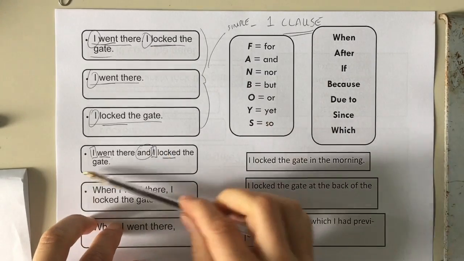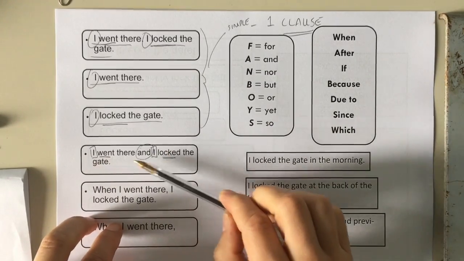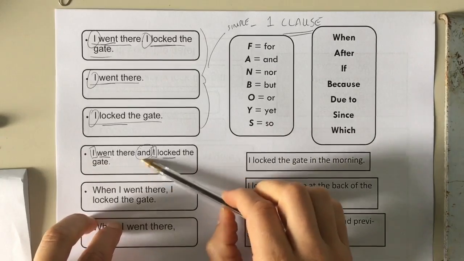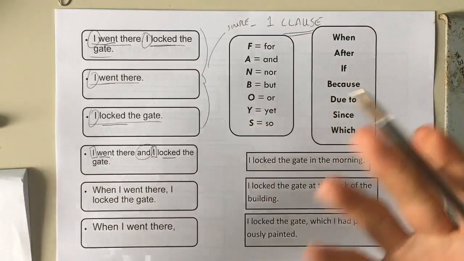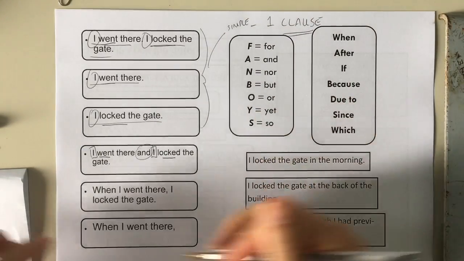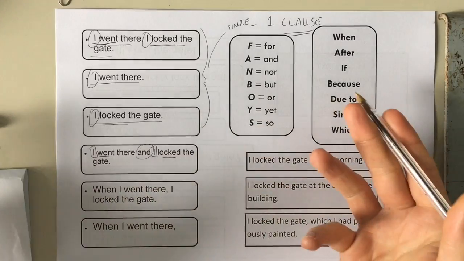And it could be different. It could be I went there and you locked the gate, or I went there and it locked the gate, or I went there and the ghost had locked the gate. It doesn't matter what the thing is. It's just that we can see we've got different subjects, different verbs. Okay?